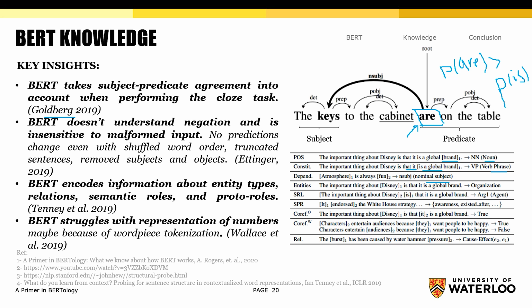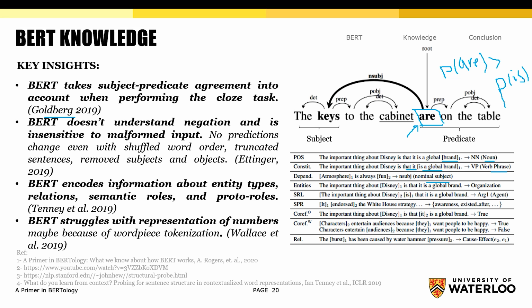In fact, BERT successfully encodes information about entity types, relations, semantic roles, and proto-roles, but BERT also struggles with representation of numbers. They argued that maybe it is because of the tokenization technique used, so maybe this is only because of the wordpiece tokenization, which makes sense. This is quite a good achievement by BERT.